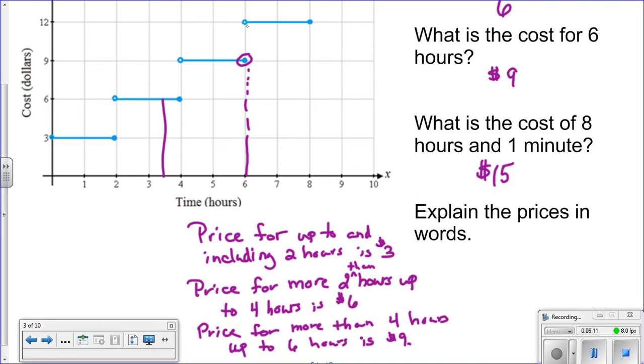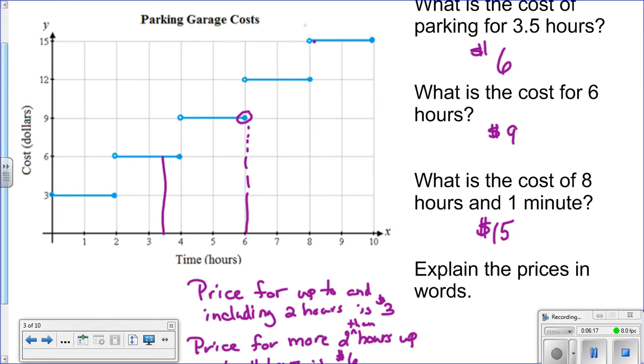So in the next one you would say the price of 6 hours up to 8 hours is $12 and the price for more than 8 hours up to 10 hours is $15. So that's how you would explain that in words. You could also write this out as an inequality if you wanted to.